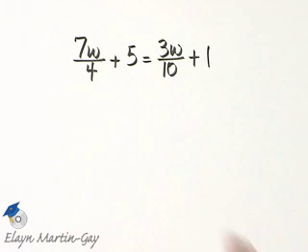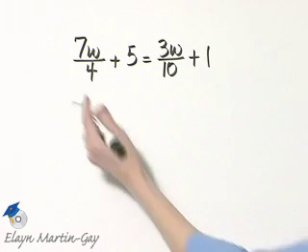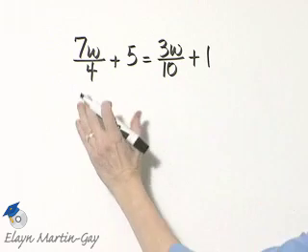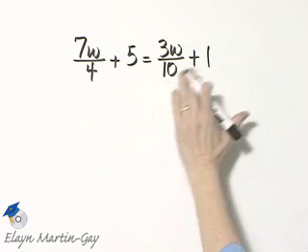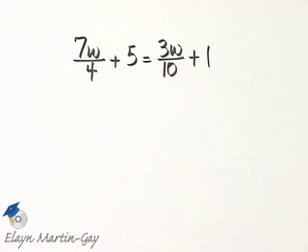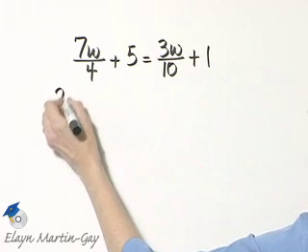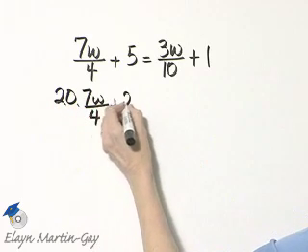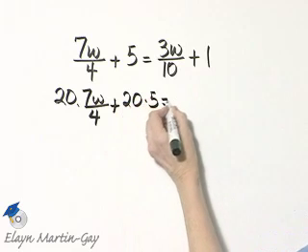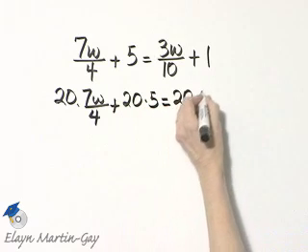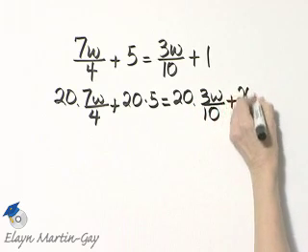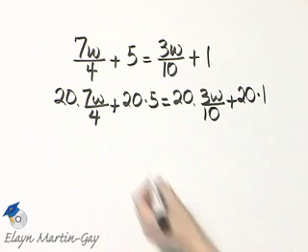So what is the LCD of these two denominators? It would be 20. So I'm going to multiply the left side of this equation by 20 and the right side of this equation by 20, but by the distributive property, that means we multiply every single term in the equation by 20. So don't forget, it's 20 times 7w over 4 plus 20 times 5 is equal to 20 times 3w over 10 plus, do not forget, 20 times 1. And now let's see what happens.